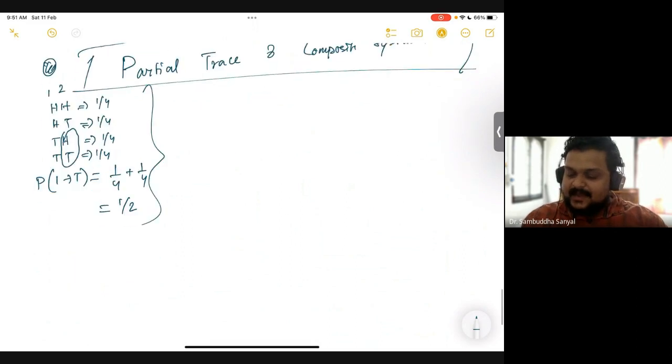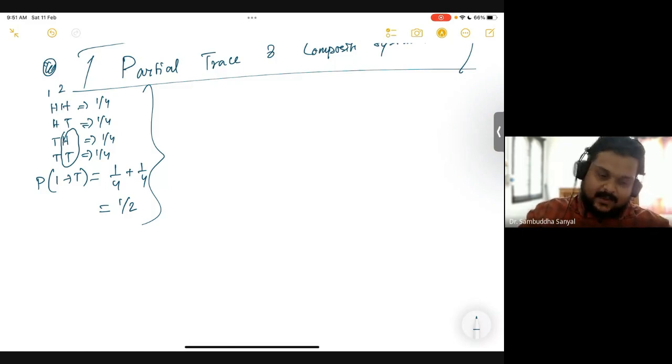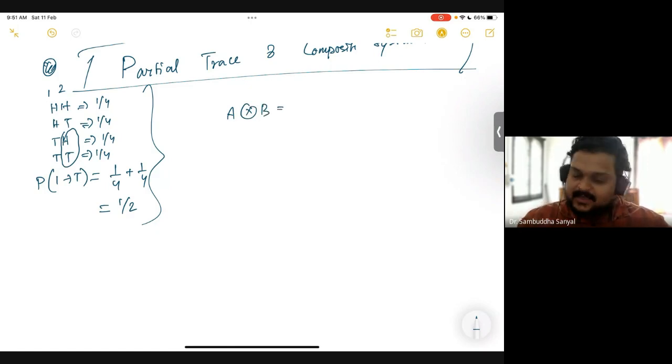So the idea is to sum over the part you don't know or don't want. So the idea is the following. In a composite vector space, let me do a little mathematical stuff to tell you how this works. Let us say I have two matrices. One is A with entries A11, A12, A21, and B with entries B11, B12.